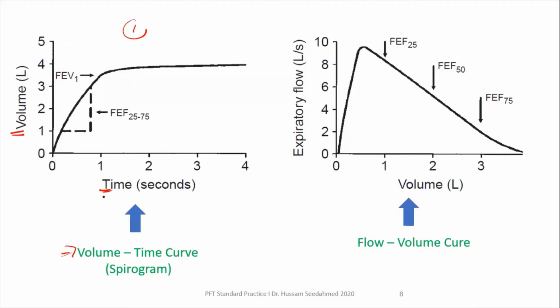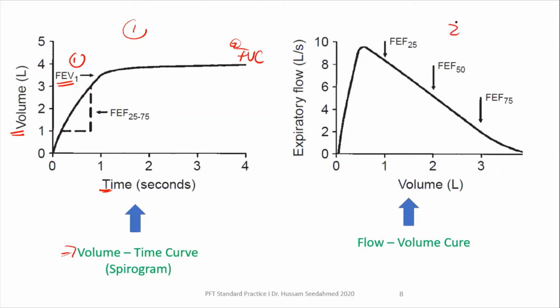From this curve, usually we measure two things. We measure the FEV1 and we measure the FVC. From the volume time curve I can calculate importantly two: the FEV1, that is the forced expiratory volume in the first second, and the FVC, that is the forced vital capacity. I will tell you how we do it in the next section.